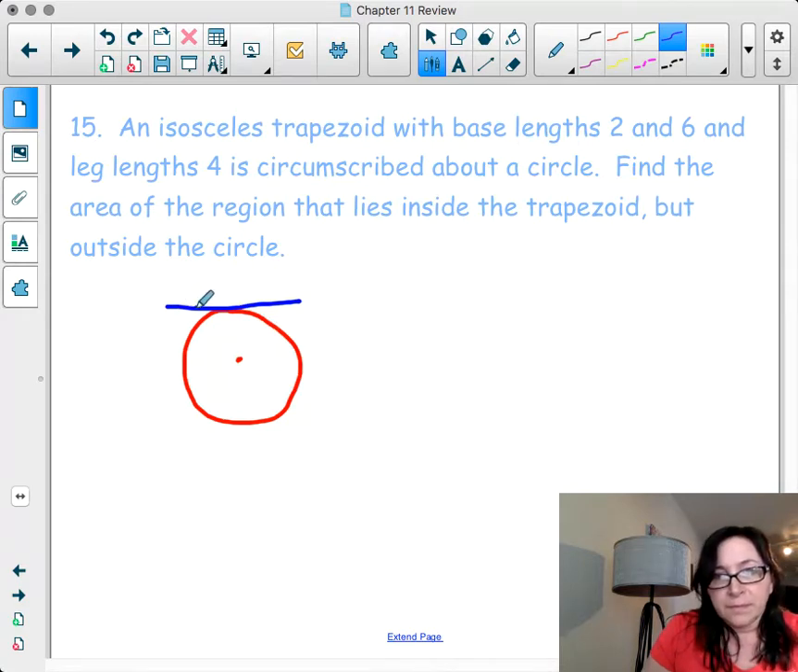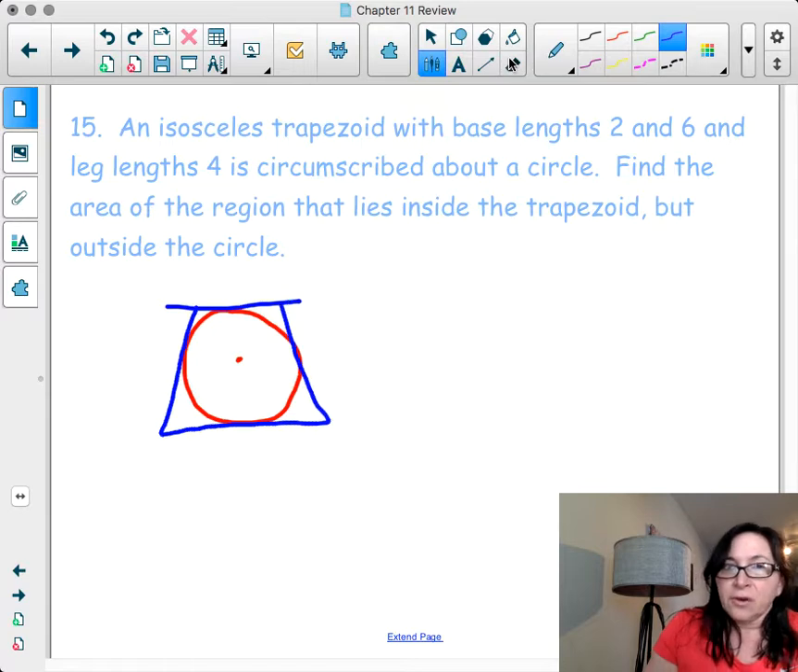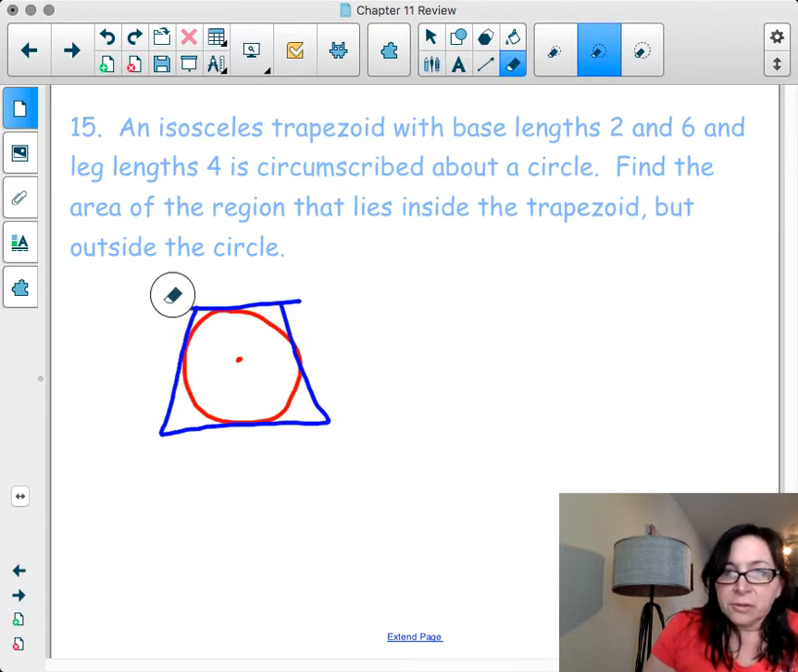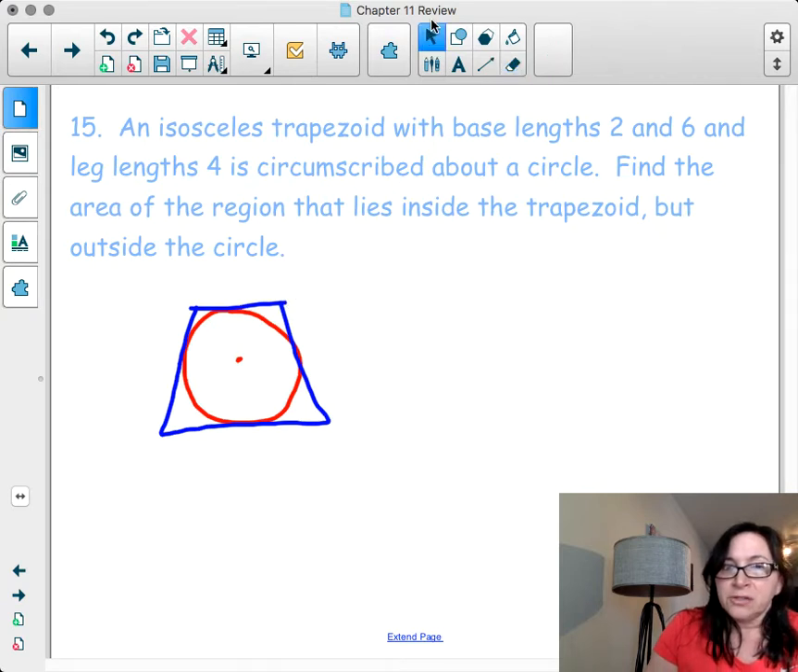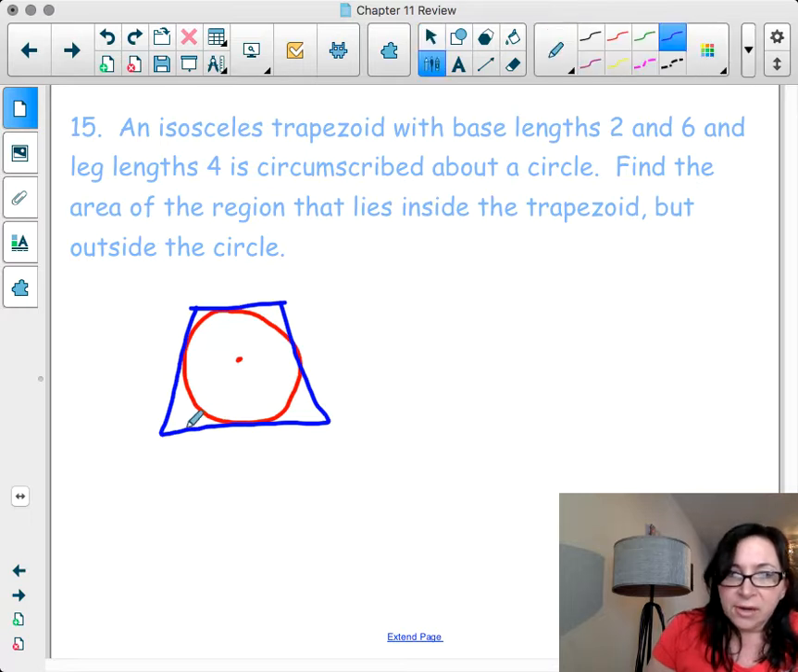So pretty much your circle has to touch all the sides. Okay, so there we go. So we have our trapezoid. So what they're looking for actually is this area that's in here, that's outside of the circle, but still inside of the trapezoid. So they're looking for all this space inside.